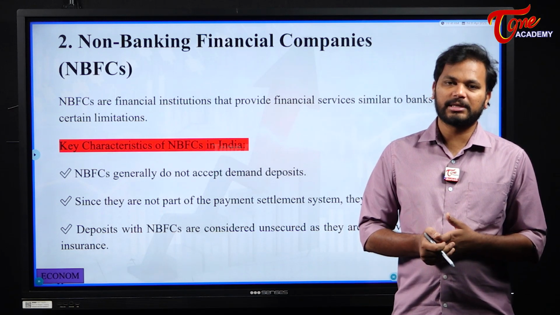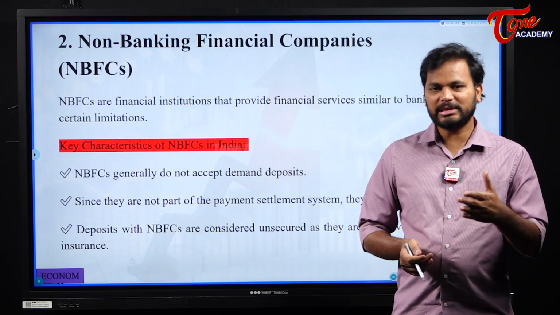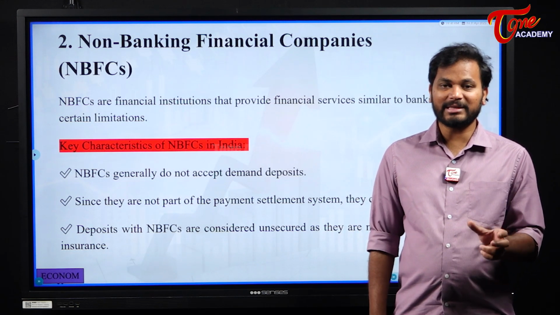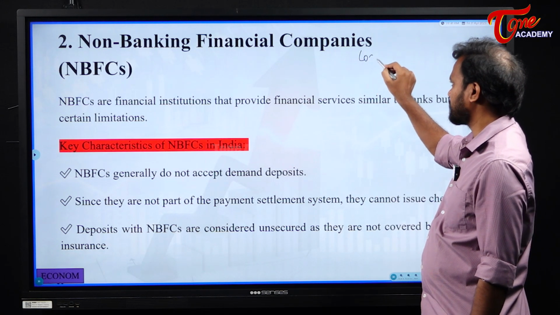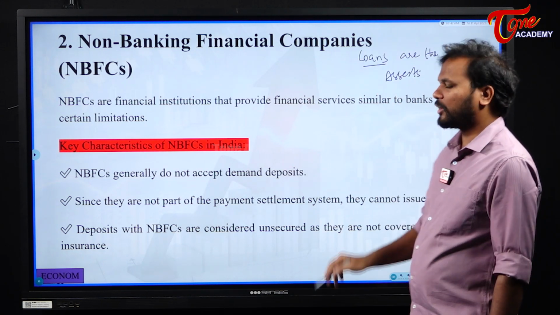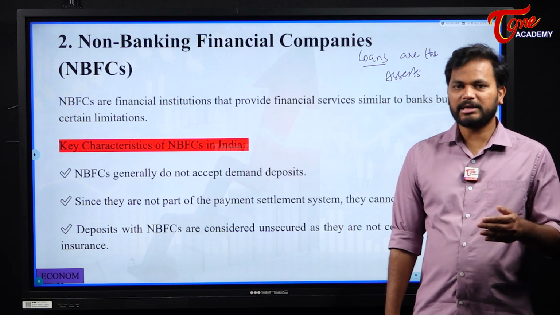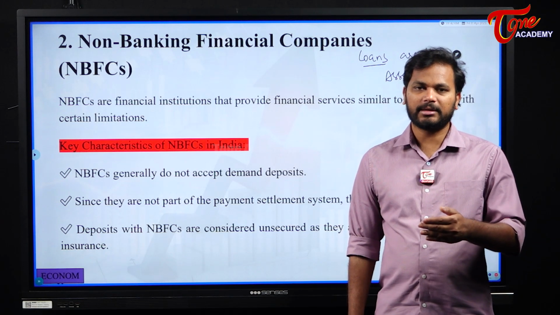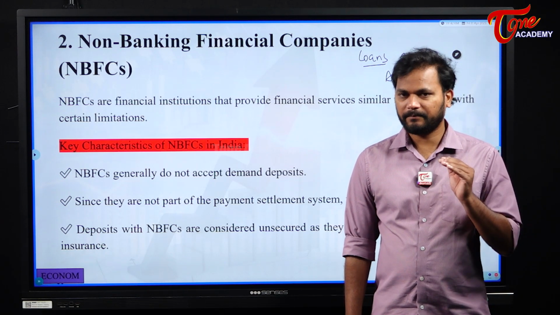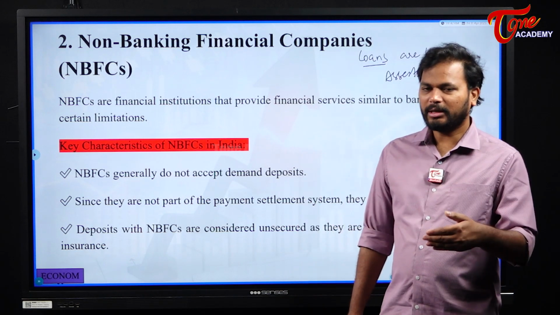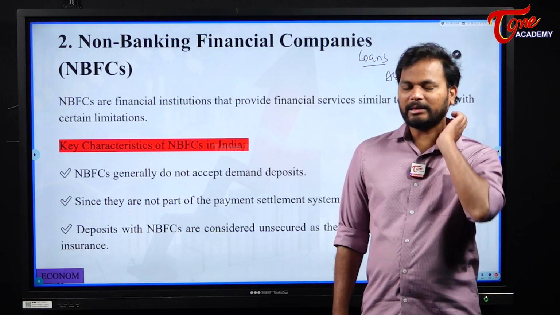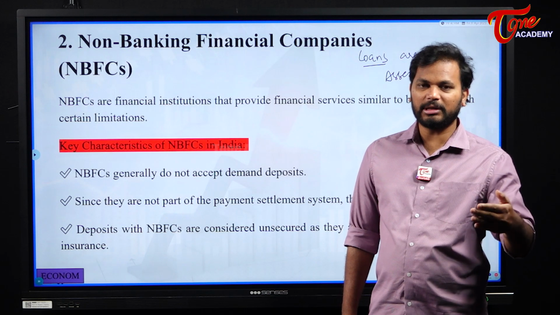When you talk about the banks, the one thing that you need to remember is that the deposits are the liabilities to the banks, and the loans are the assets. Why? Because on this particular loan the interest is generated, and that interest is the profit to the banks. Clear?